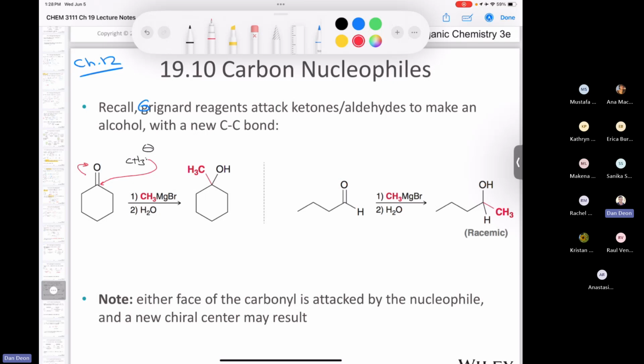And then in the second step, it says water. And again, I would accept aqueous acid as well. Either one is perfectly fine, okay? The next one is the same thing as well.